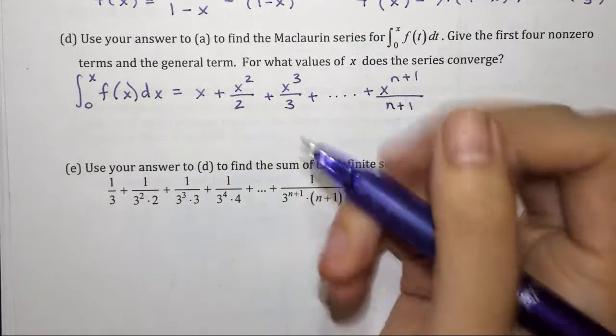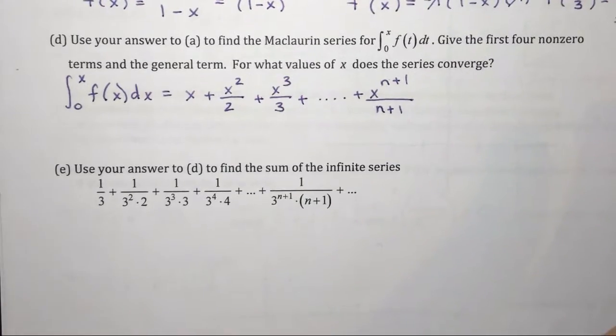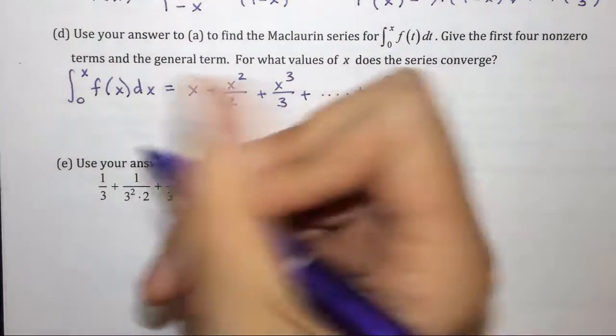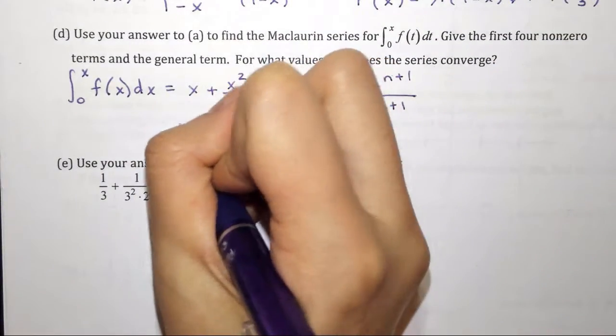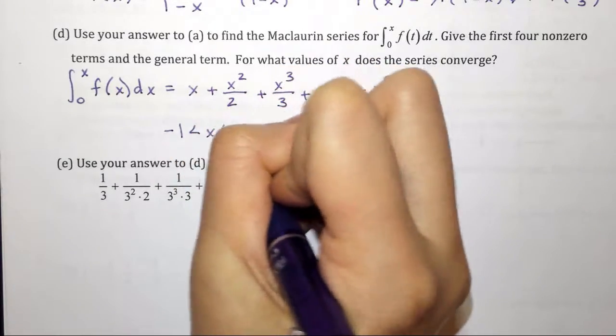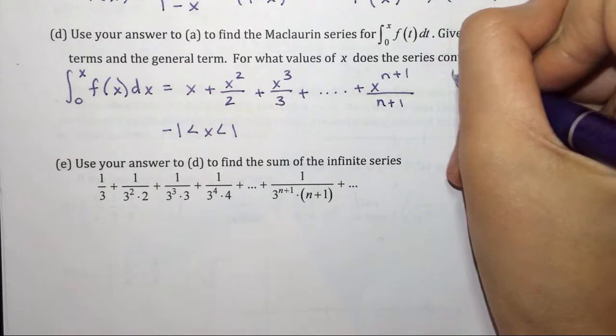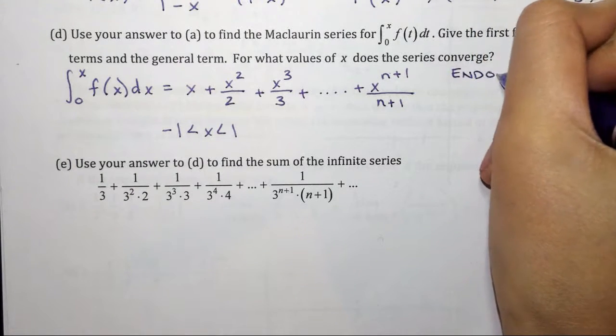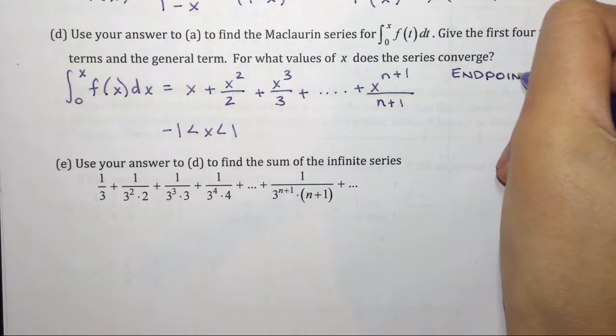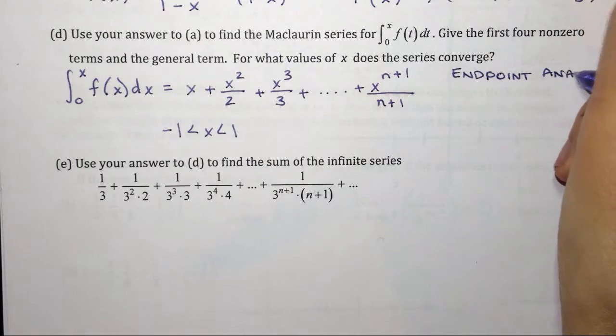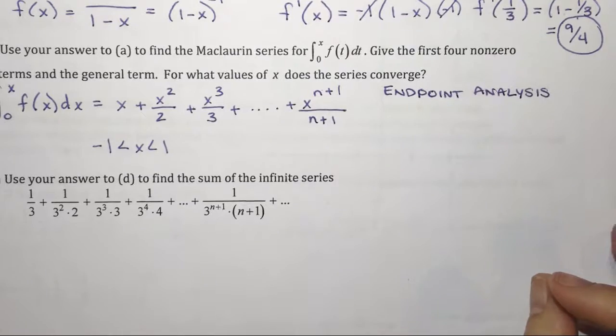Well, my radius of my interval of convergence will still be from -1 to 1. But I have to do endpoint analysis on this. So let's do endpoint analysis on those two values at the end.